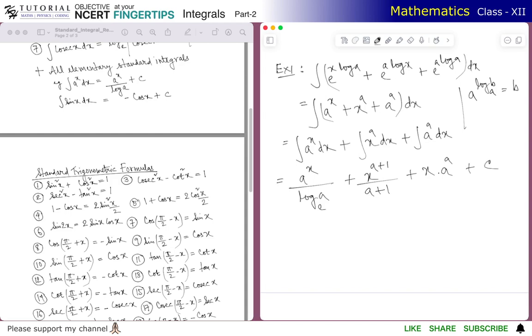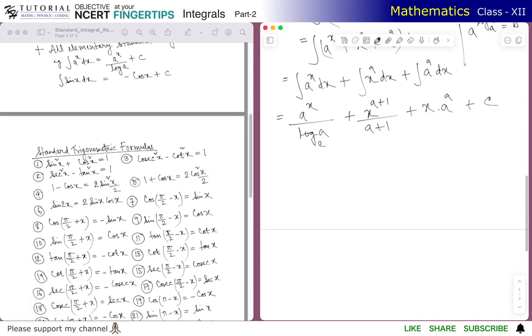If you find any error in my solution, then please do let me know, because I am solving this problem for the first time and I don't know the solution and I don't know the answer. So I will highly appreciate it if you see any error in any step of the solution and let me know in the comment section. Okay, let's do the next problem.